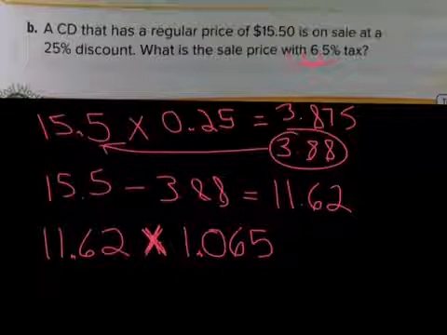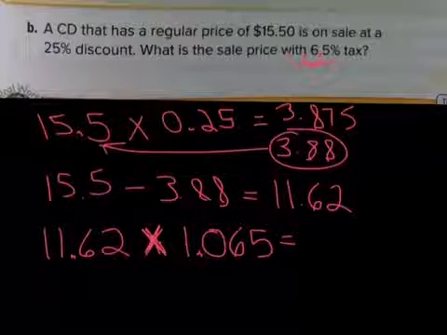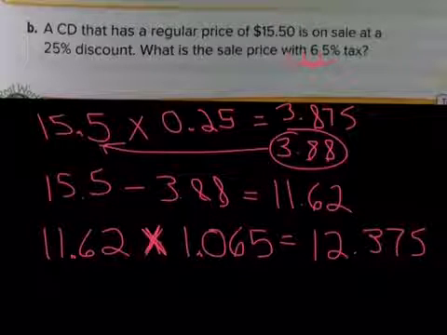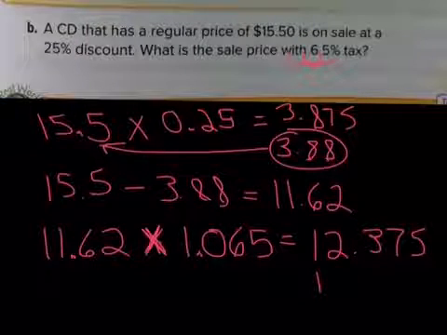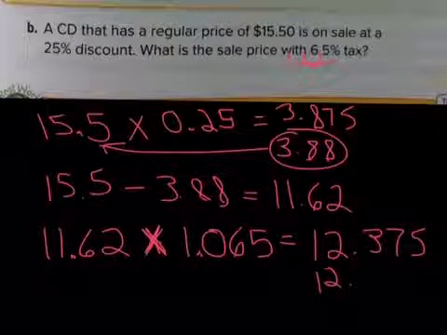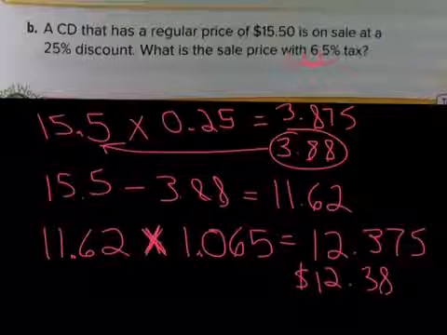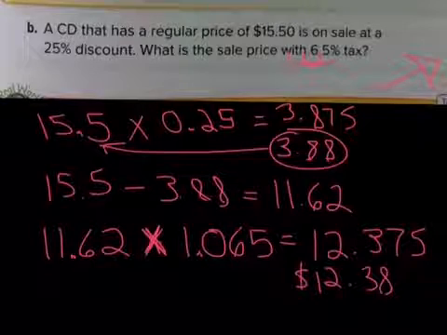Okay, so when I multiply this, I will have now my new sales price including tax. Okay, 12.375, but we have to round to the nearest hundredth because the pennies don't go to the thousandth, so it's 12.38. And there we go, that's our price including tax. So go ahead and copy that down in your answer section up here on the top.